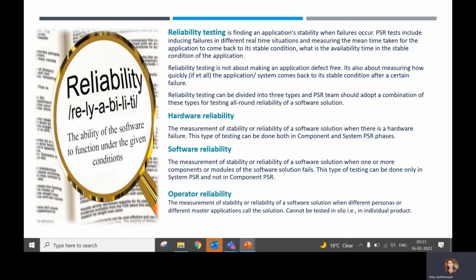This cannot be tested at a component PSR phase because obviously component PSR is usually done on single components. And operator reliability is all about interdependent, cross-dependent products or modules or microservices working together. So operator reliability is a different ballgame altogether, and it can be done only in the system phase from an end-to-end perspective, and that too, not on an individual product, but with multiple products together. Hope reliability is clear, at least what reliability is and how we can bifurcate it into different tests is clear. Let's move on.